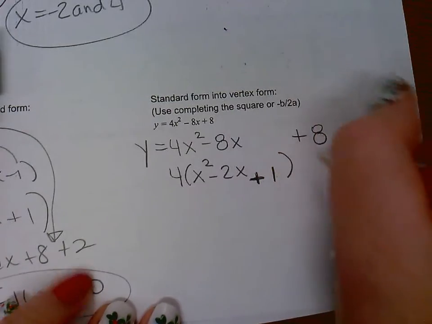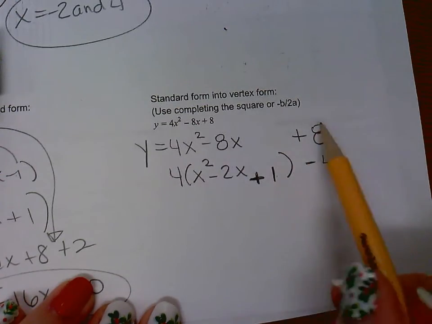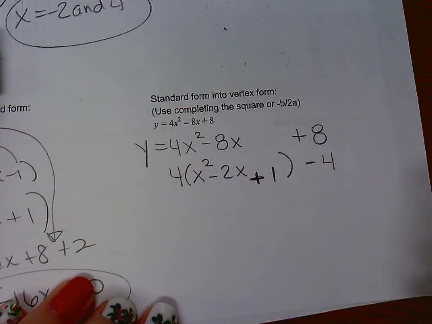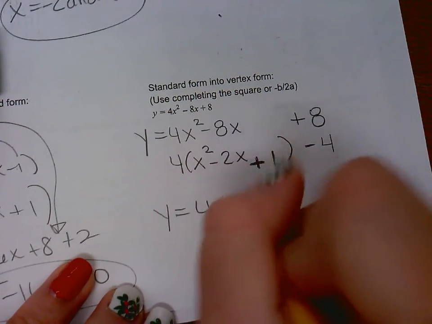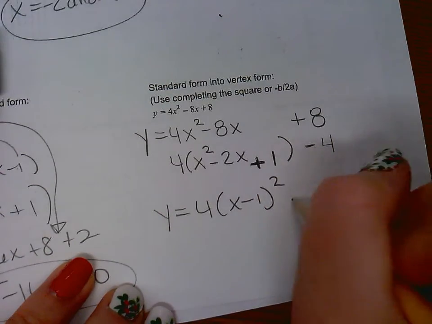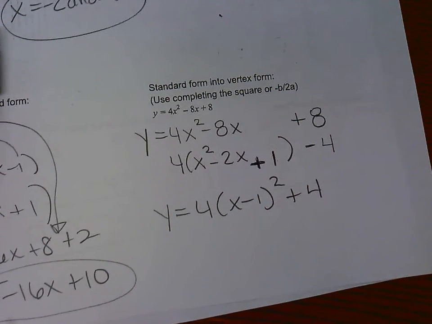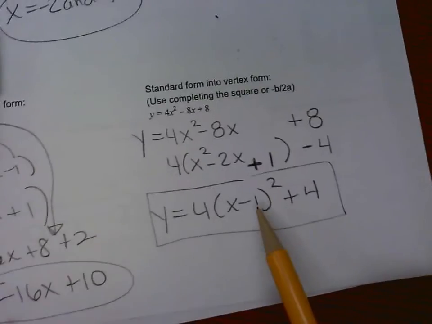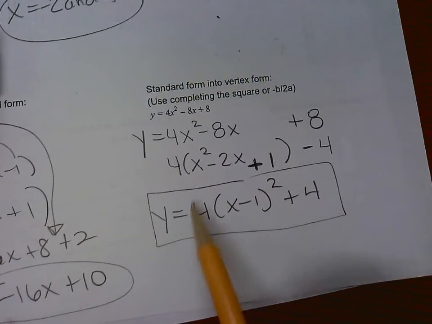So this is a little bit funky, but to keep it balanced on this side of the equation, this is all one part of the equation. If I add 4, I want to subtract 4 to have a net gain of 0. So I really have 4 times x minus 1 squared plus 4. And if you had done negative b over 2a, you would have found a vertex of 1, 4, and we already knew the stretch value was 4.